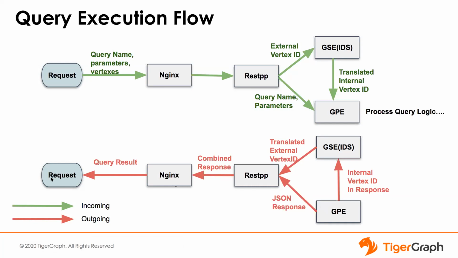So from this execution flow, we can see that this GSE part and GPE part, they have the graph storage, right?